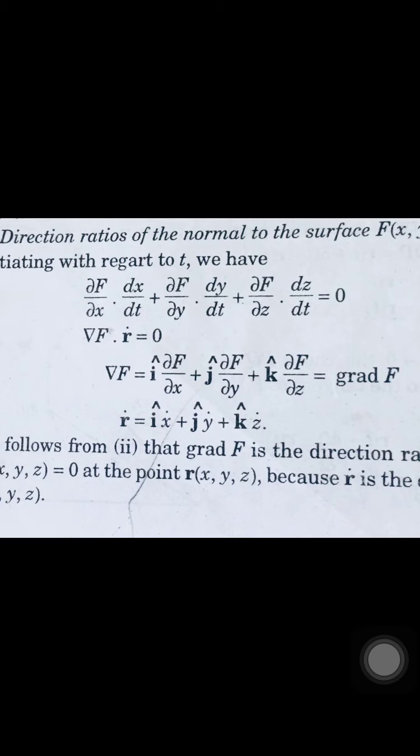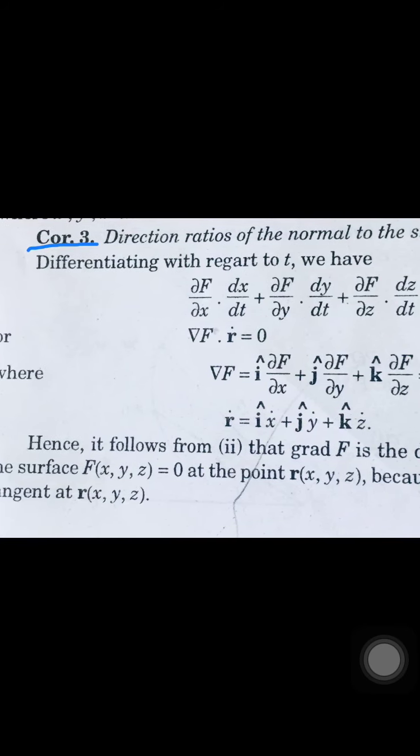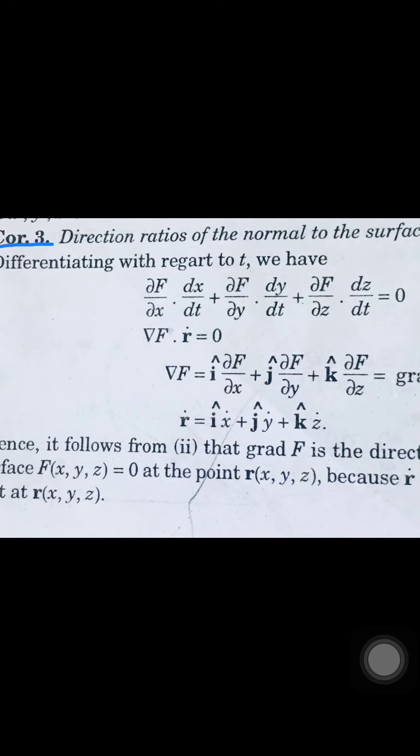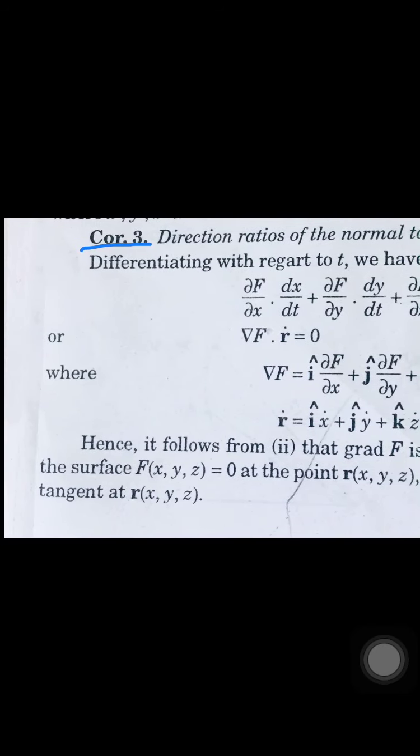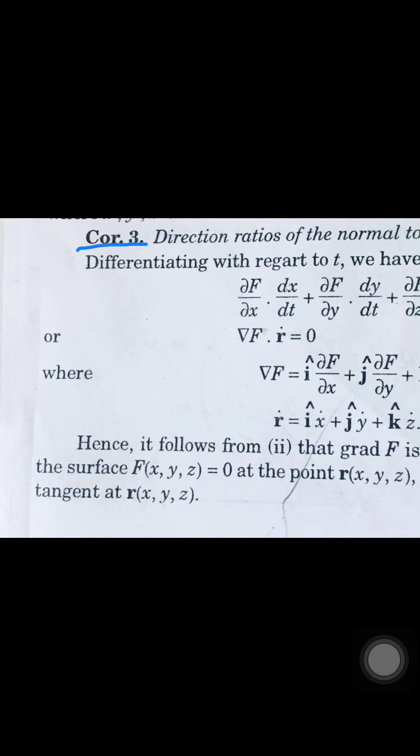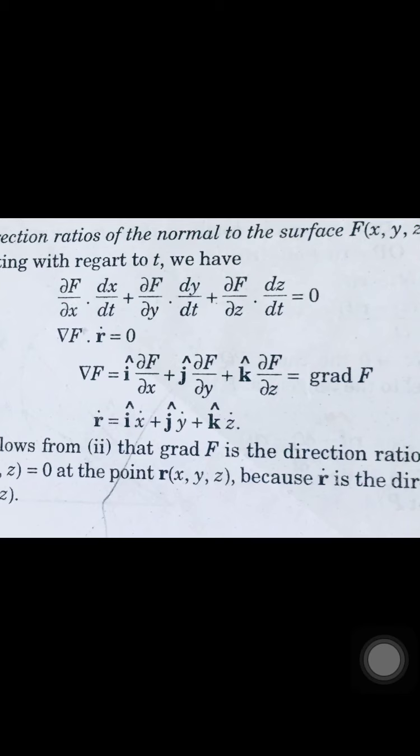So we get nothing but multiplying del f dot dr equals 0, so we get del f over del x dot dx over dt. First equation we get. So hence it follows from the second that grad f is the direction ratios of the normal to the surface f(x,y,z) equals 0. Any surface f(x,y,z) equals 0, its direction ratios of the normal is gradient f.